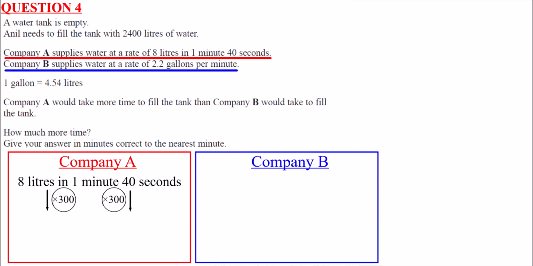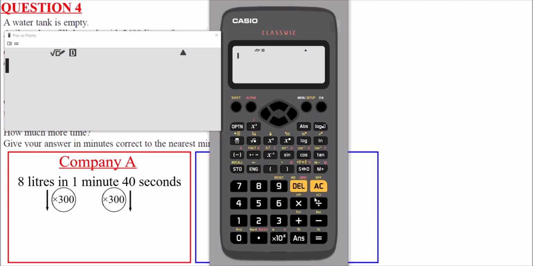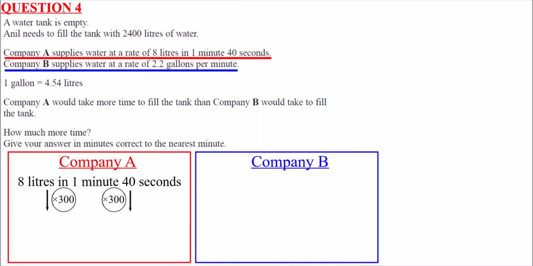So 1 minute 40 multiplied by 300. There's a few ways of doing this. What I consider is thinking of it in terms of seconds. 1 minute is 60 seconds, plus another 40 seconds gives us 100 seconds. We can then times that by 300, which gives us 30,000 seconds.